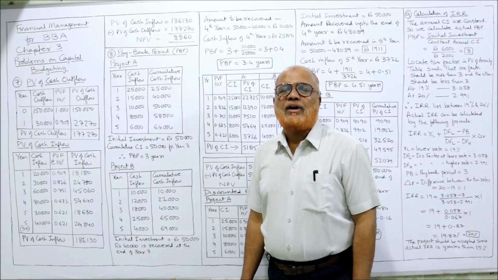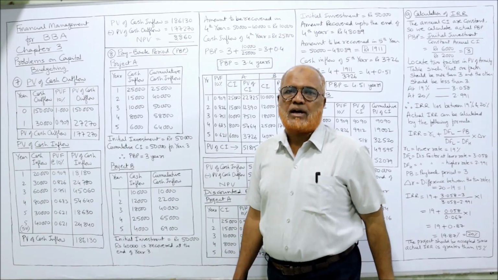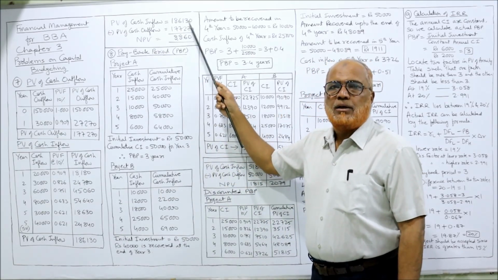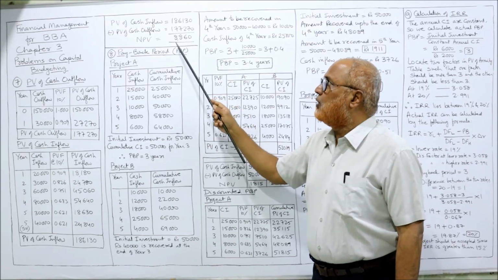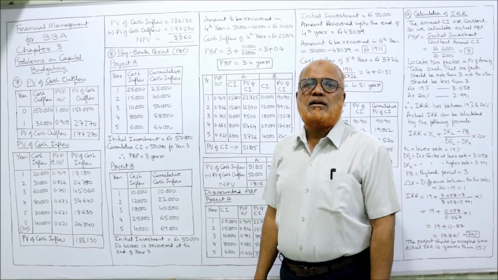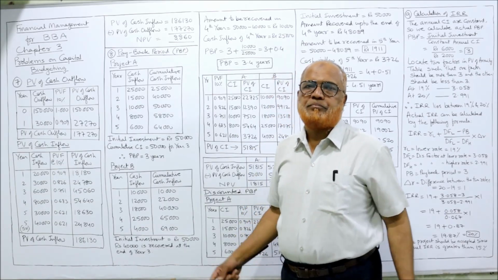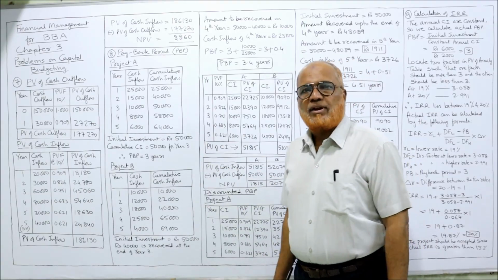Now the formula of NPV is PV of cash inflow minus PV of cash outflow. So here PV of cash inflow 186,130, PV of cash outflow 177,270. Subtract, you will get 8,860. That is the net present value. That's it. This is the end of problem number 7.